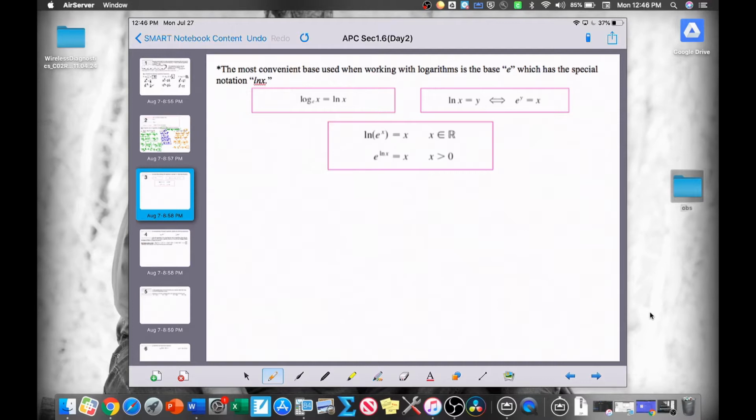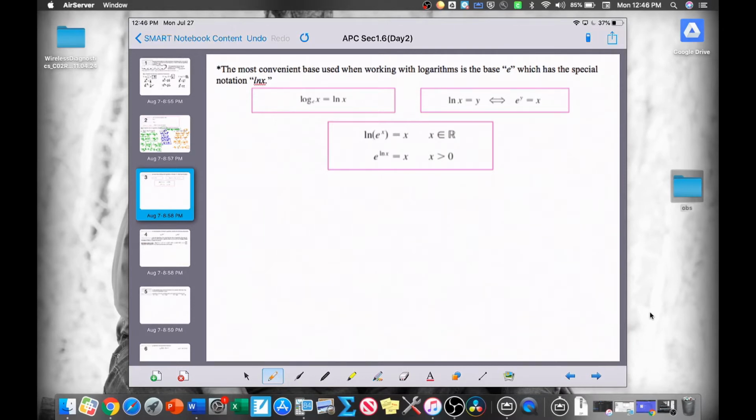When we work with logs, obviously it's nice to work with logs that have a base that is convenient for us because it's on our calculators. The two bases that our calculators use the most are log base 10 and log base e. And we like to work with base e, which has that special notation, natural log x. So here in these 3 boxes are just a couple of relationships.